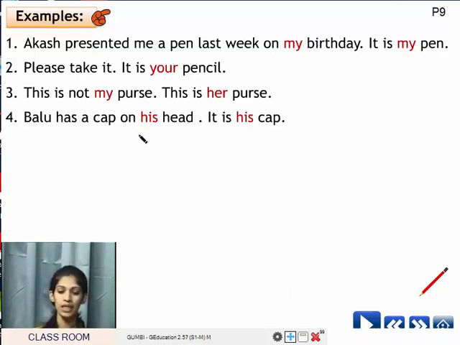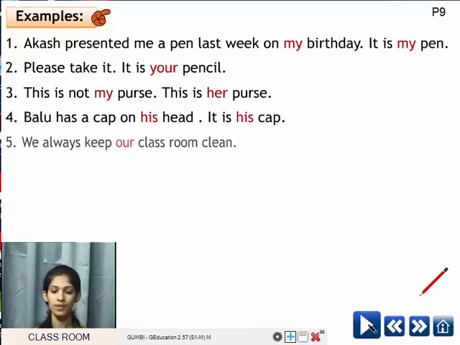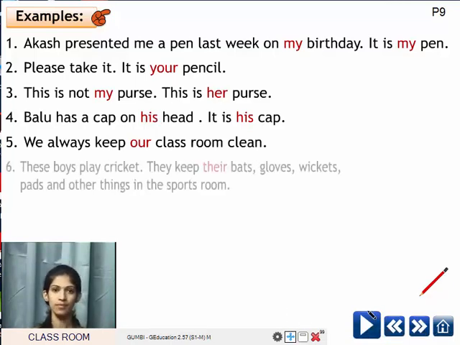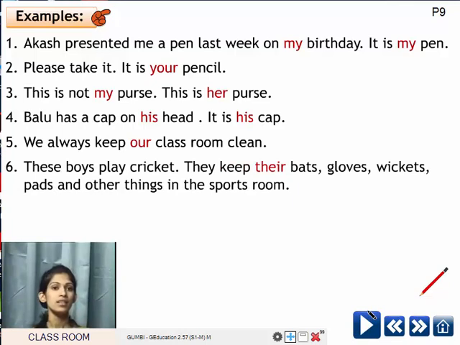Next is: this is not my purse. This is her purse. So here my and her are determiners. Next is: Balu has a cap on his head. It is his cap. So here his is the determiner.